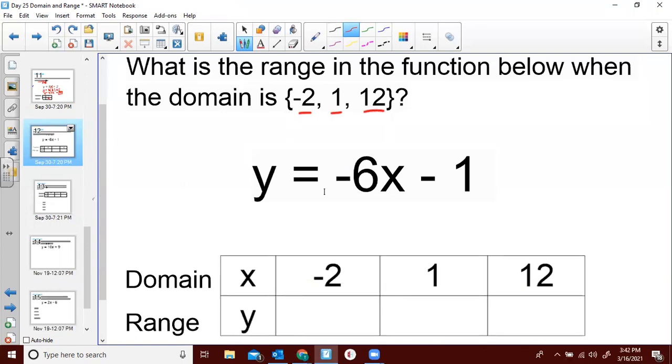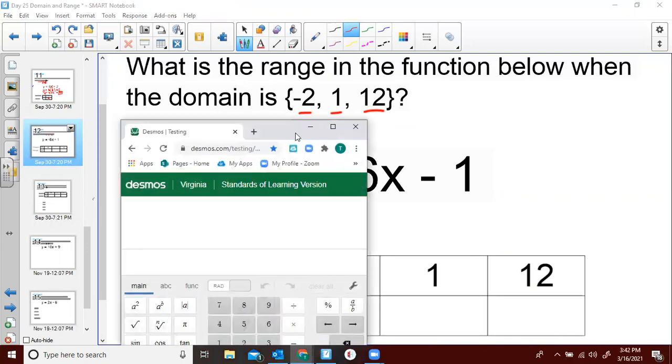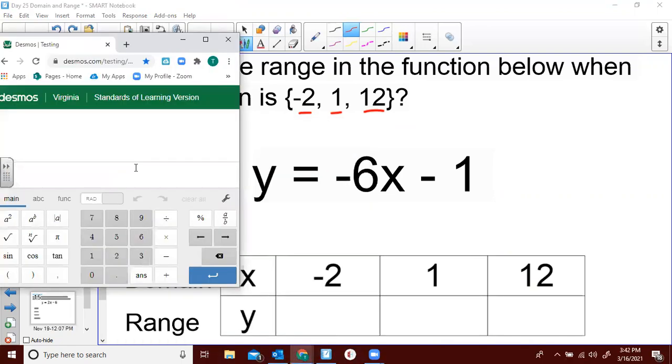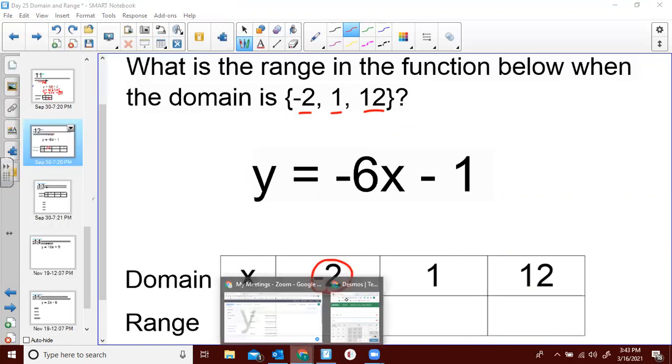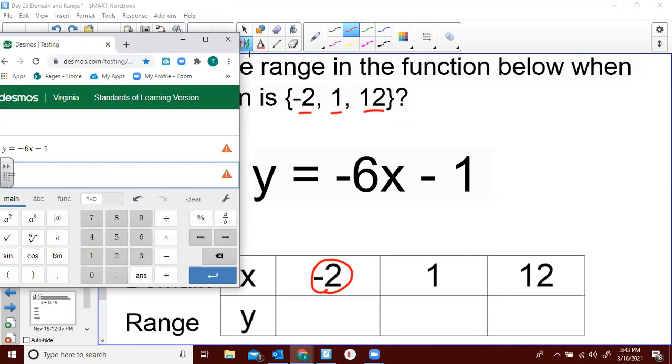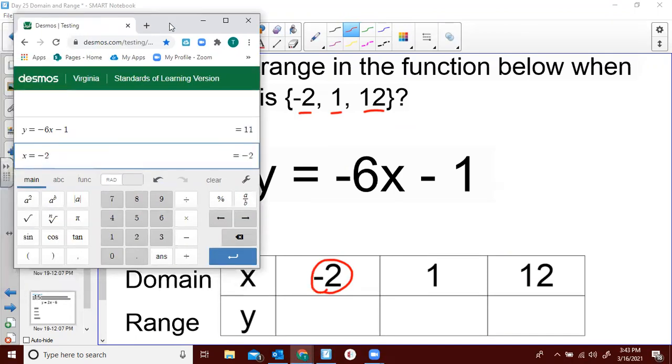So here's where Desmos is probably helpful. Kind of speeds up the process a little bit. If you want, you can just write in the whole function. You can write in Y equals -6x minus 1. Hit enter, hit X equals, and just plug in your X's. I know I'm looking for X equals -2. So when I plug in a negative, make sure you can see this. When I plug in a -2, right here, we'll see that my Y equals 11.